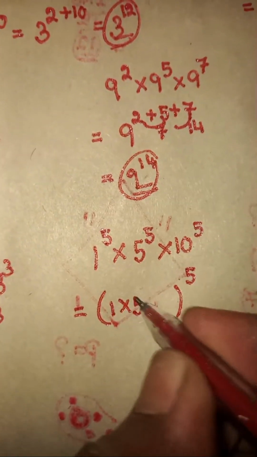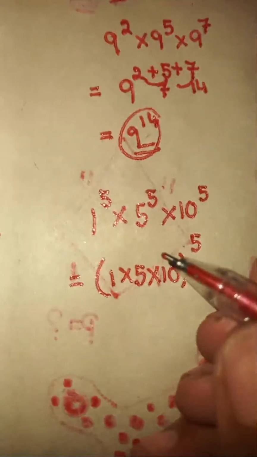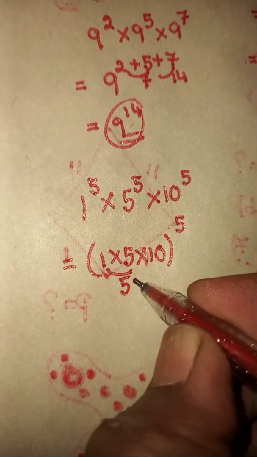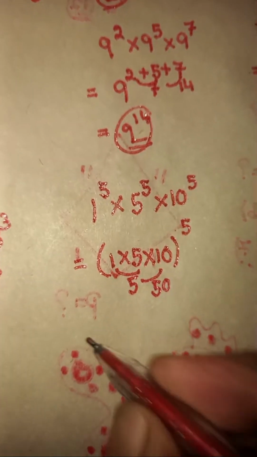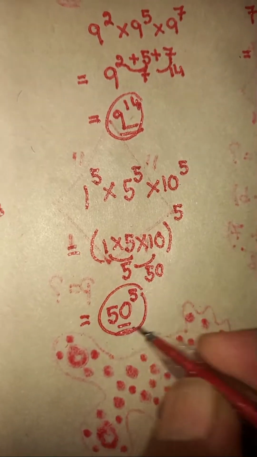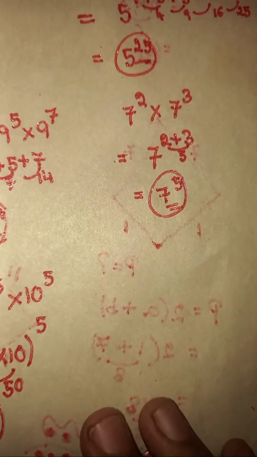1 times 5 times 10. Now you're going to get 1 times 5, which becomes 5, and 5 times 10 becomes 50. So it remains as 50 power of 5. Let's take one more number.